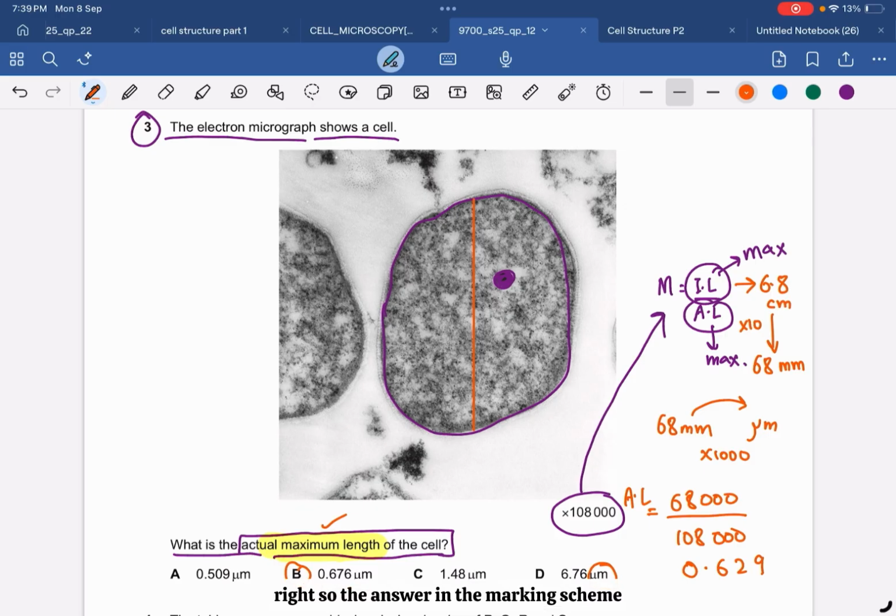So the answer in the marking scheme was also option B, so it is somewhat closely coming to be around this, so hence we will consider option B as our correct answer. I hope that you got the technique of how we are actually going to solve this question.